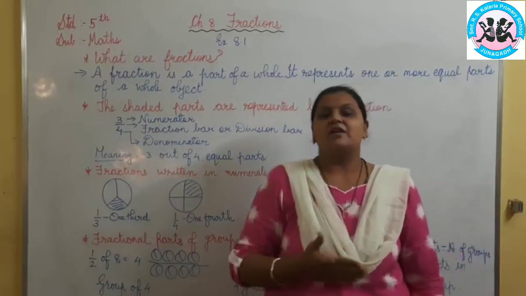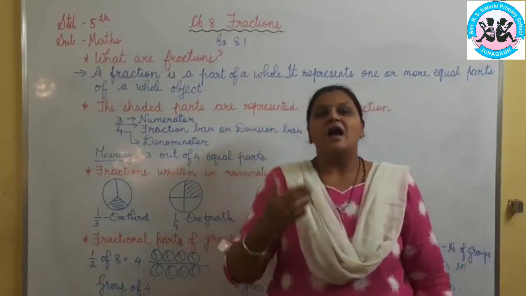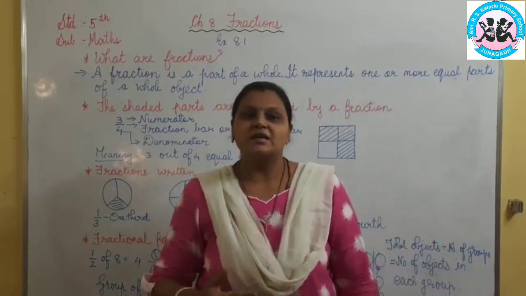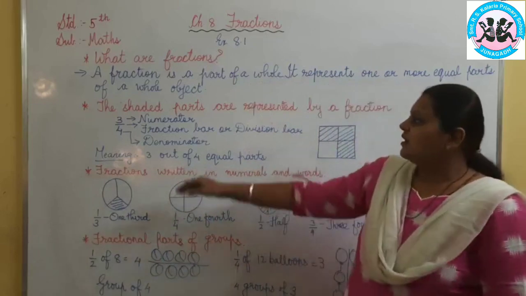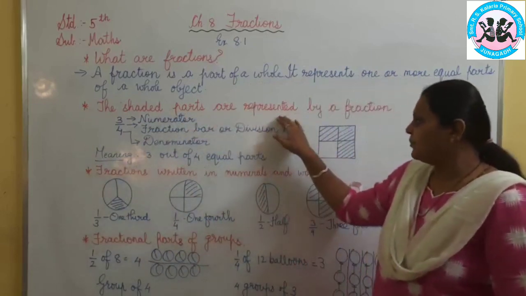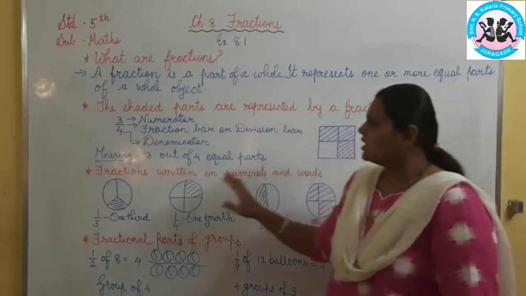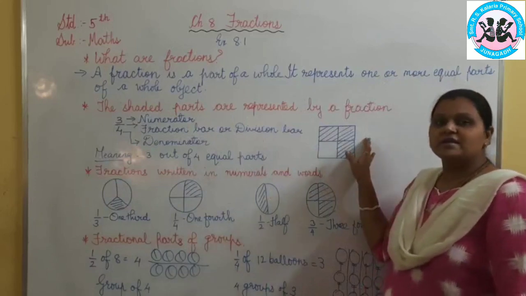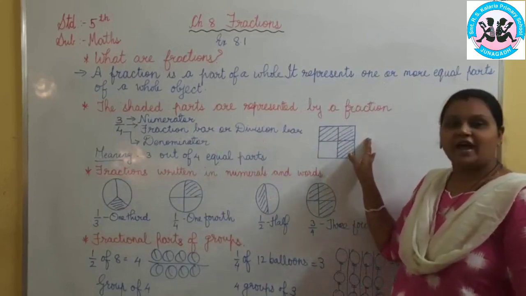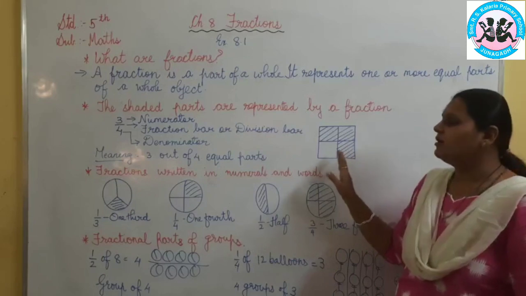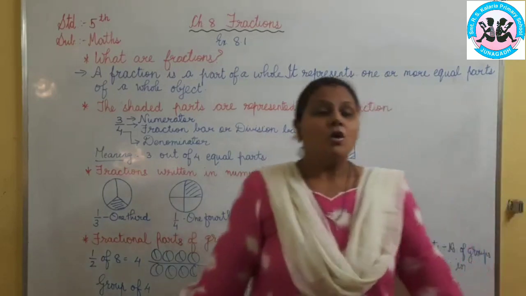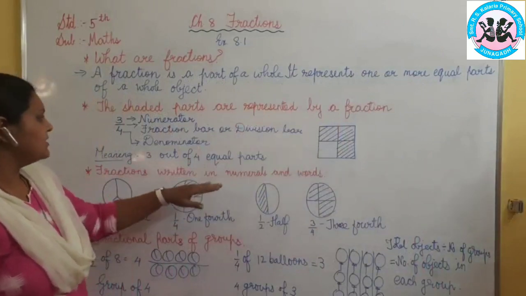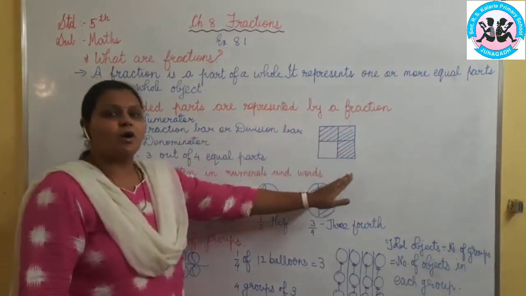Suppose one circle is given and it is divided into two parts and one part is colored, then it can be written as 1 upon 2 as a fractional form. The shaded parts are represented by a fraction, 3 upon 4. Here one figure is given. Out of that, 3 parts are colored and 1 part is remaining. So total parts are 4 and 3 parts are colored. So what we will write as? We will write as 3 upon 4.